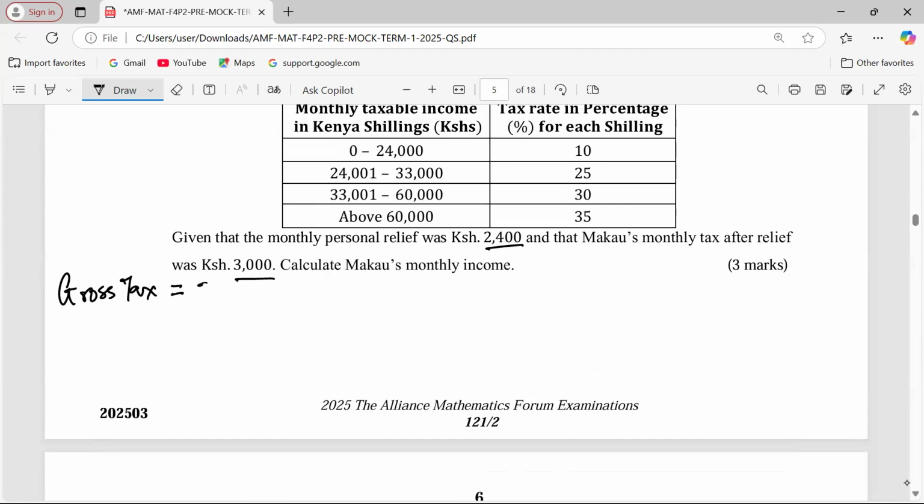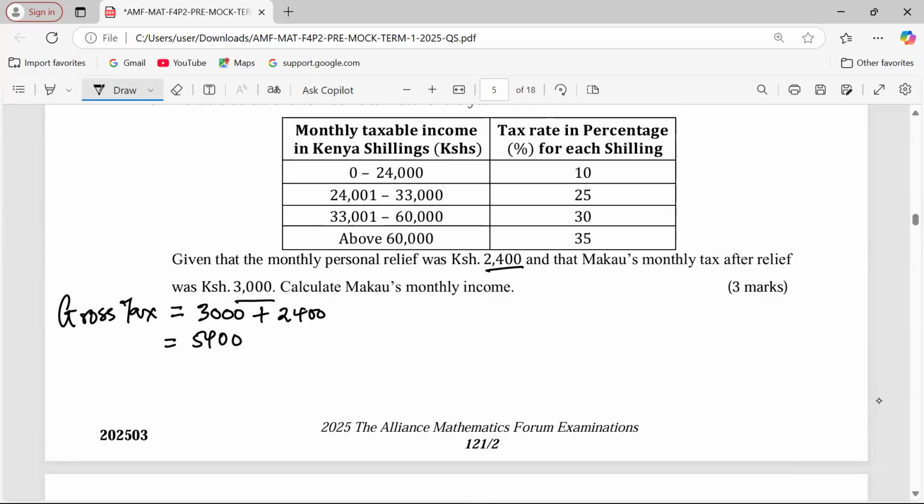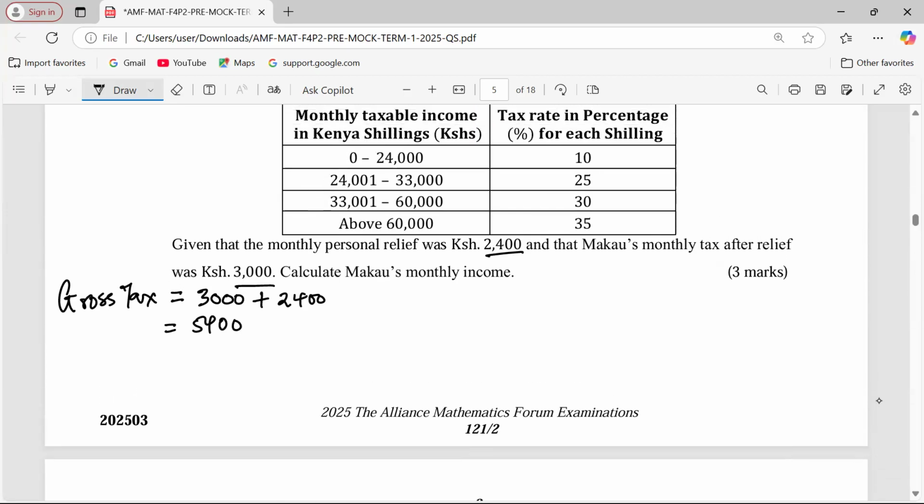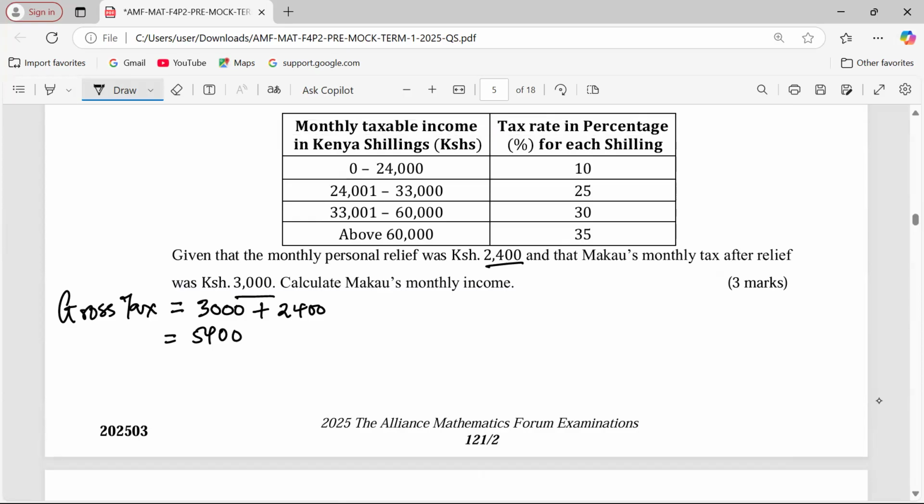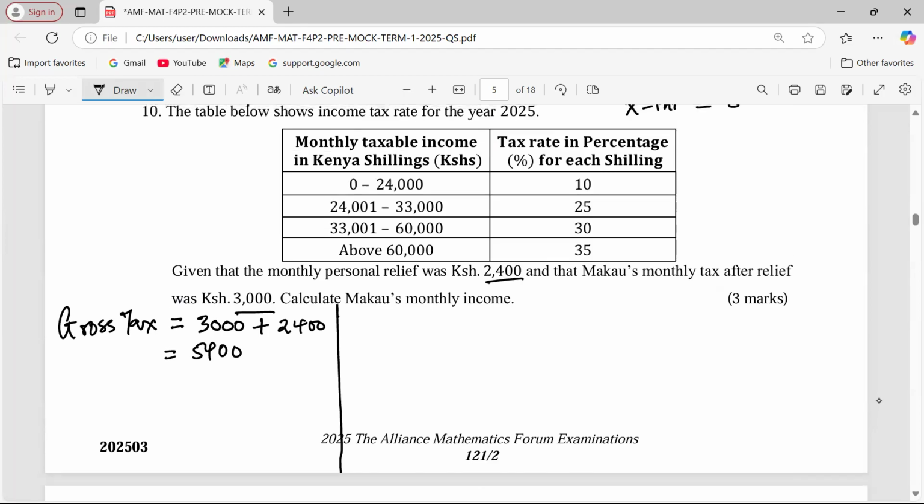Now, gross tax is going to be the net tax that he pays plus relief, and that will be 5400. So this one, is it 5400? No, sorry, 54 two zeros. Sorry for that addition error. So this is the total tax that he would have paid if it were not for the relief. So now we should know that we are going to tax a known amount for Mr. Macau until we get a total tax of 5400.